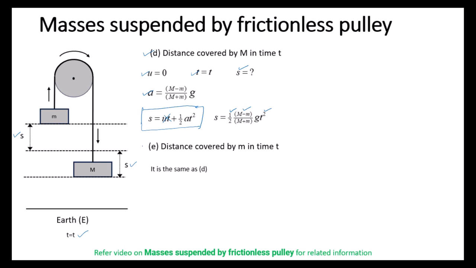And similarly for part E, for the distance covered by m, the smaller object will be covering the same distance but in the upward direction. So with respect to the displacement, if I say the magnitude of the displacement, which is the distance, is the same for both the objects, whereas the direction of the displacement for both the objects is different and opposite.